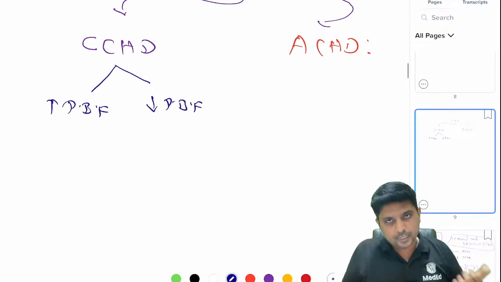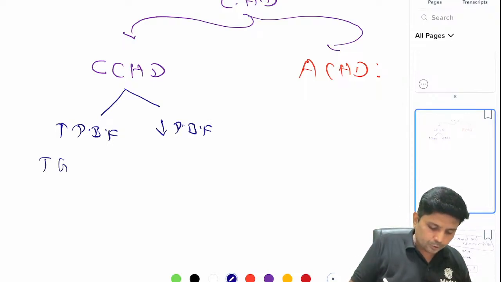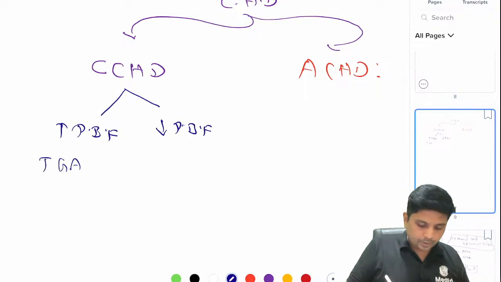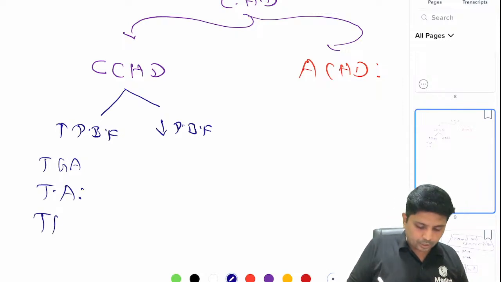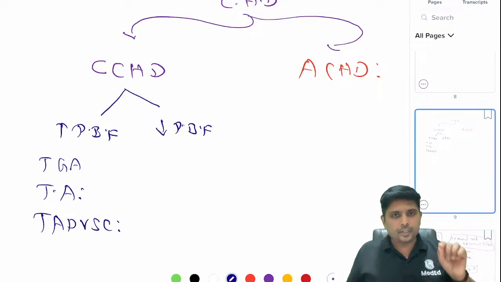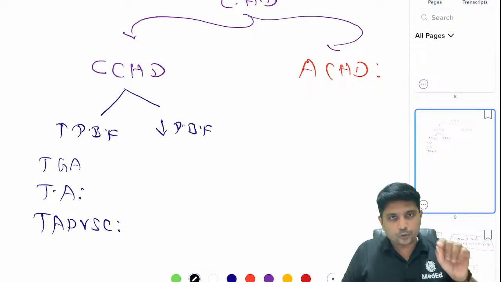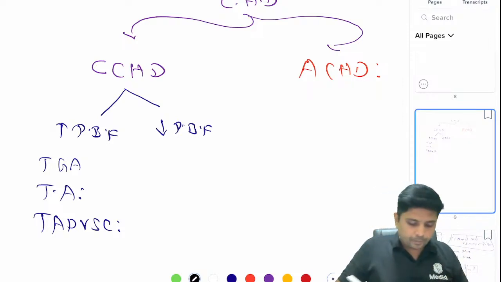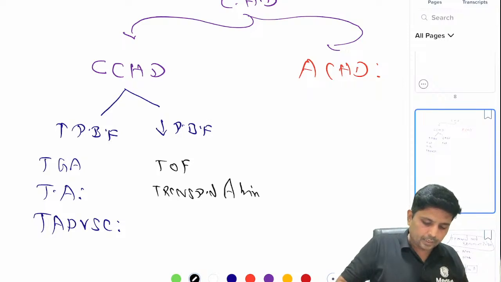What are the conditions associated with increased pulmonary blood flow? They are transposition of great arteries, truncus arteriosus, and total anomalous pulmonary venous connection. The conditions associated with reduced pulmonary blood flow are tetralogy of Fallot, tricuspid atresia, and Ebstein's anomaly.